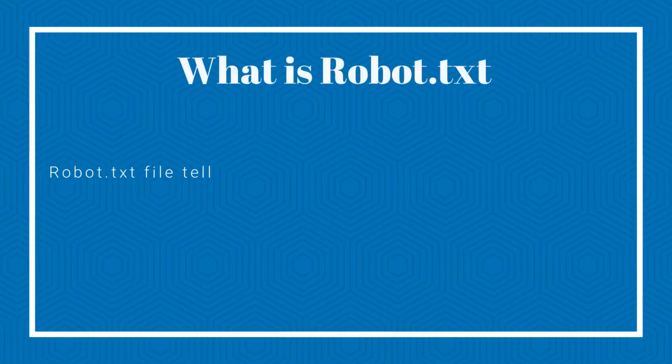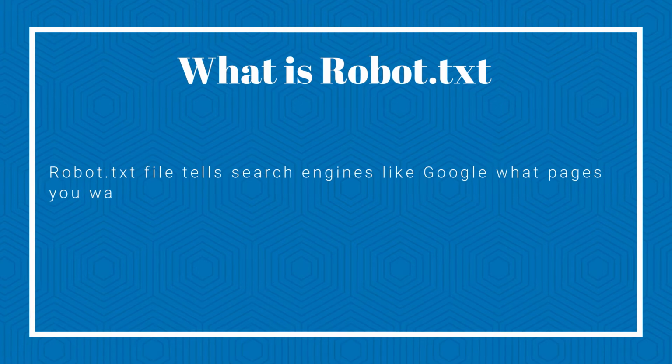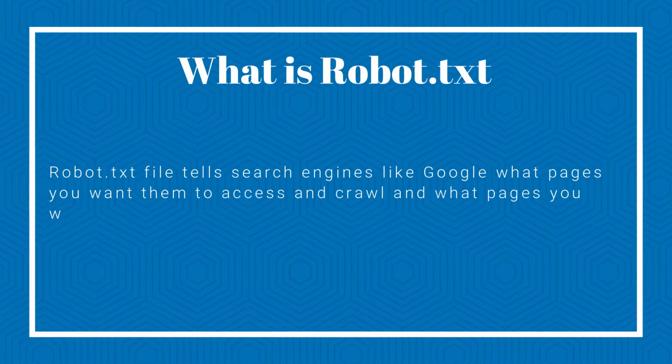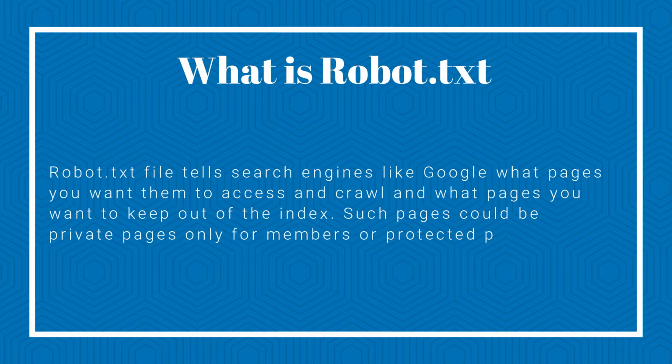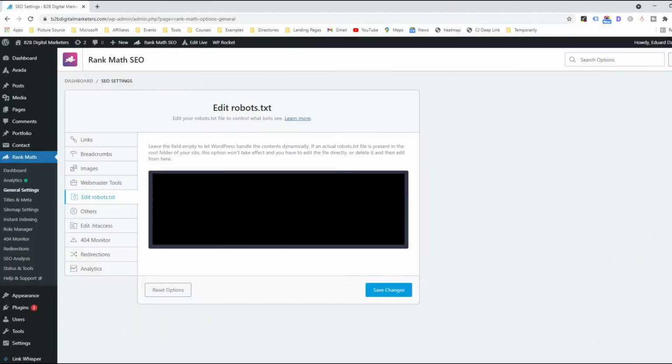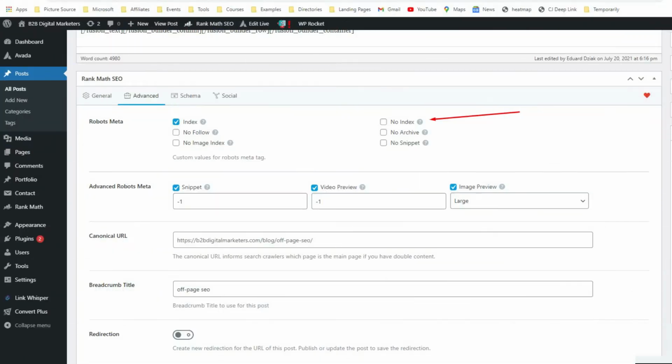The next important file you need to have on your website is robots.txt. A robots.txt file tells search engines like Google what pages you want them to access and crawl and what pages you want to keep out of the index. Such pages could be private pages only for members or protected pages only for stakeholders. Typically, CMS systems like WordPress will create it for you, and then an SEO plugin will help you control what pages you want and don't want to index without any need for coding.